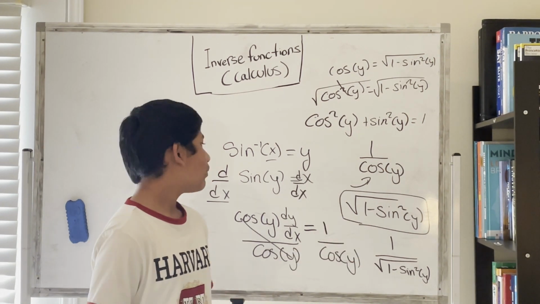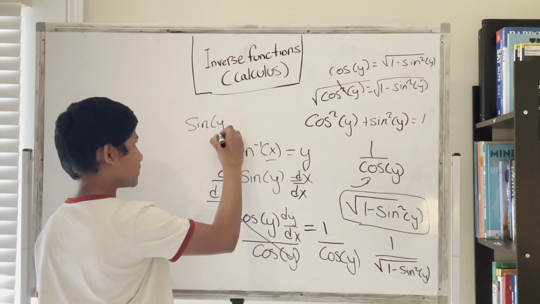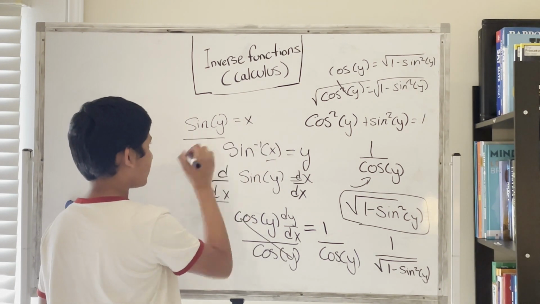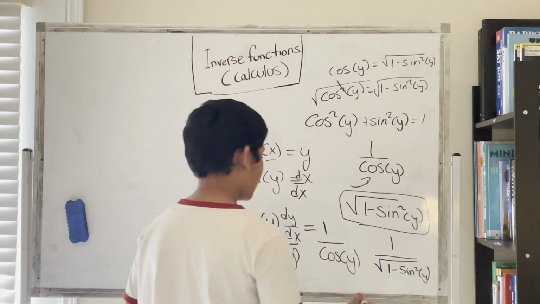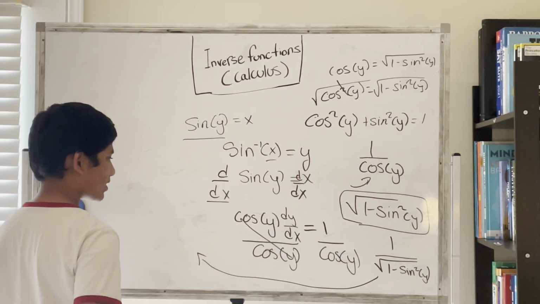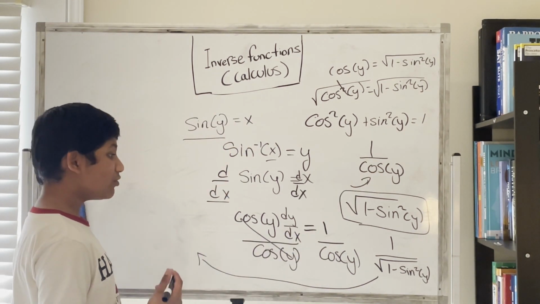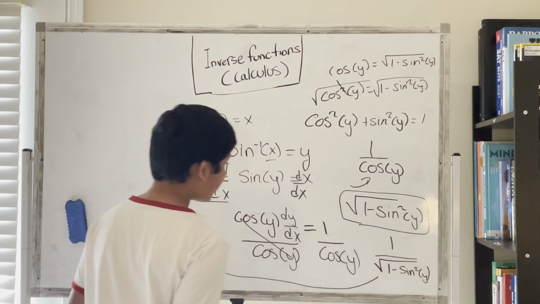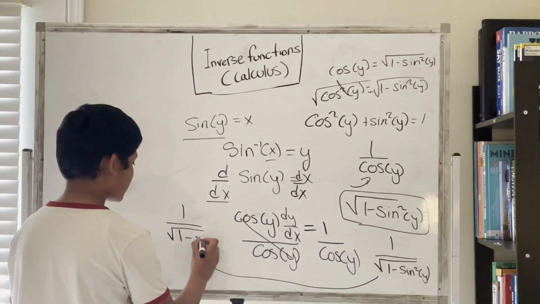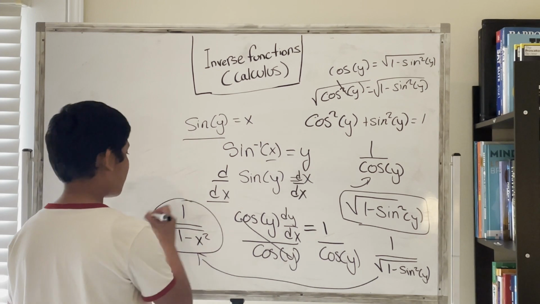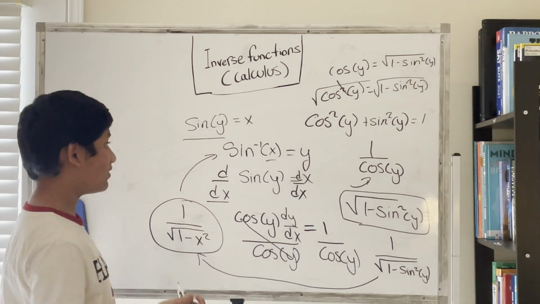Because we have sine, so we know that the sine of y is going to equal x. That's what we learned. So that means sine squared of y must equal x squared, right? So that means we can just plug this in in terms of x. Because if this were just cosine of y, we don't know what cosine of y would be in terms of x. But we do know what sine of y is. And since it's squared, we're just going to get 1 over the square root of 1 minus x squared. And this is going to be the derivative of the inverse sine.